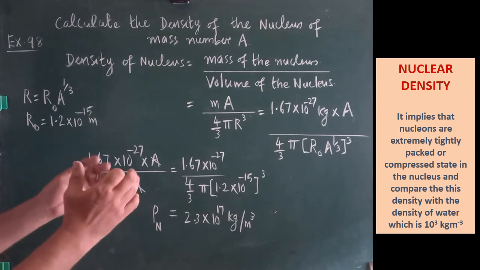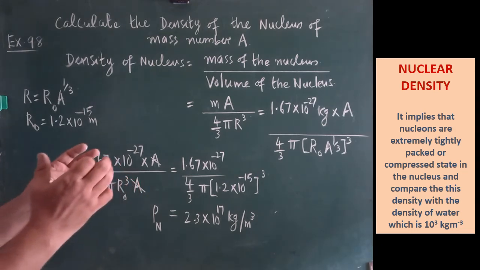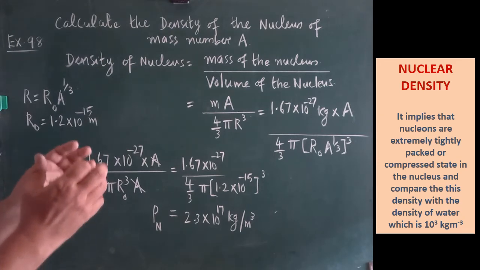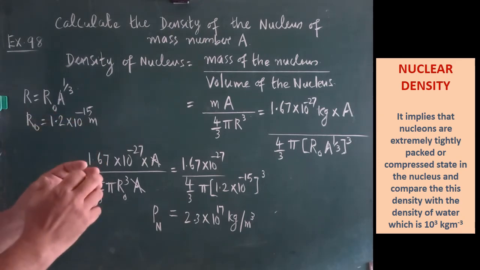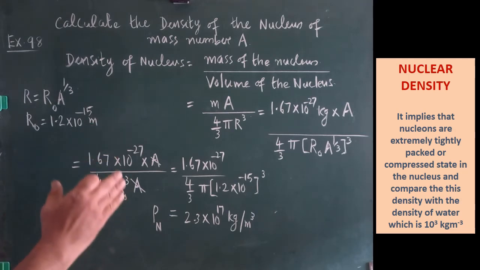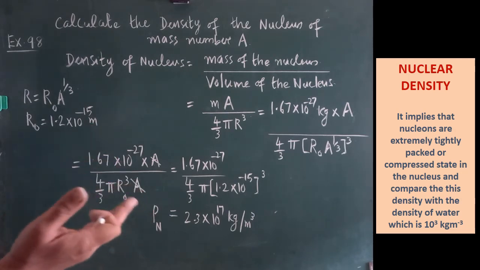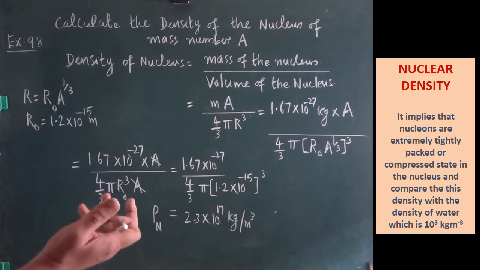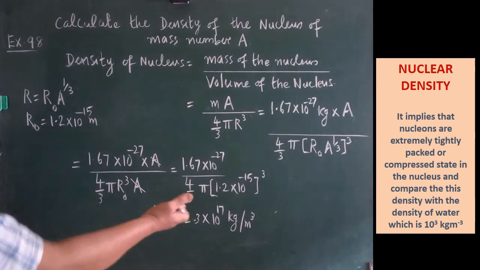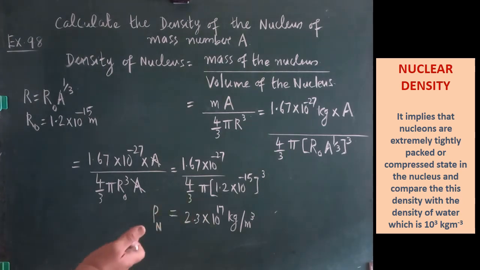It shows that all the nucleons are in a very compressed state in a very small volume. So the density of the nucleus is very, very high. What is the density of water? The density of water is 1000 kg per meter cube. Compared to the density of water, the density of nuclei is very, very high.